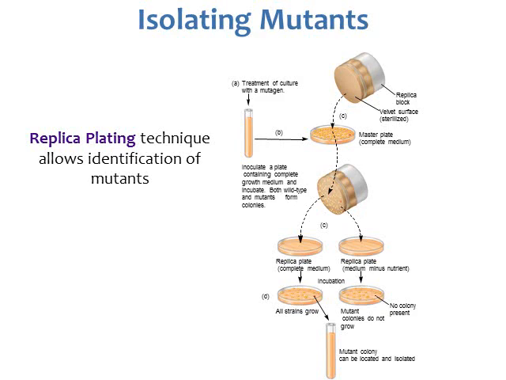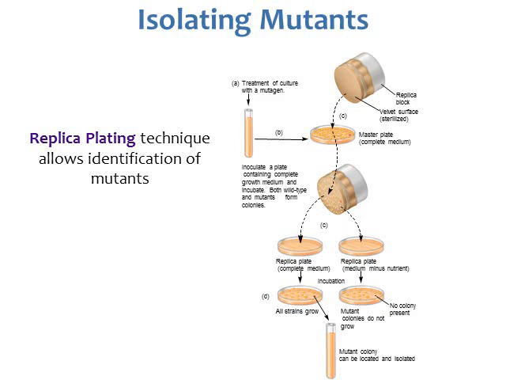Up at the top, we have a tube, a broth culture with some bacteria in it, and we treat it with a mutagen. It could be a chemical, it could be UV light. We'll get into different types of mutagens in a little bit. So you put that mutagen into your culture of bacteria. You then plate that bacteria, so you let it grow and incubate it.